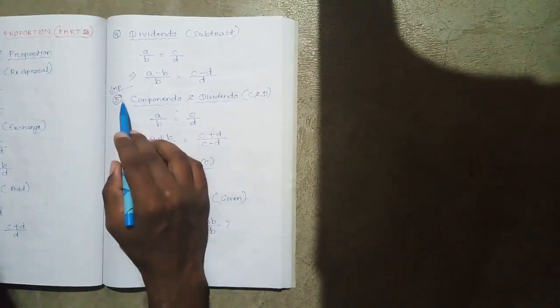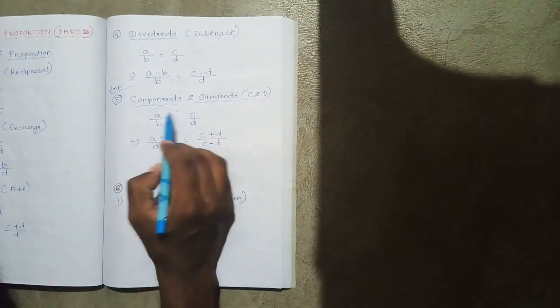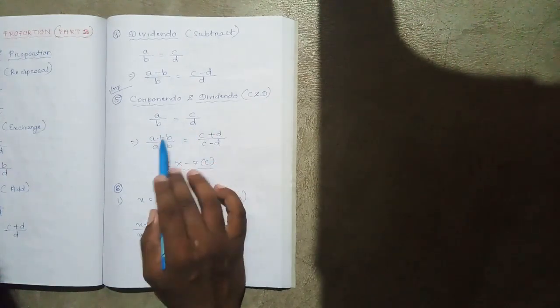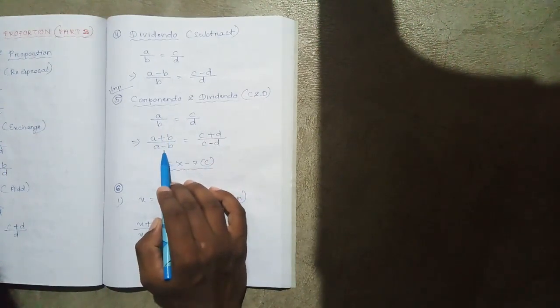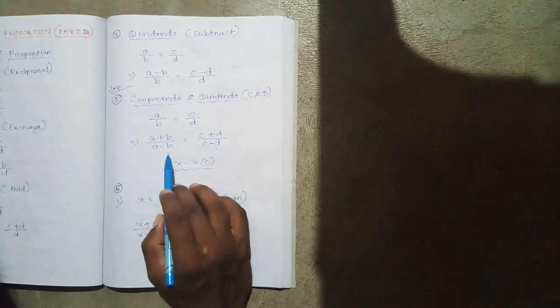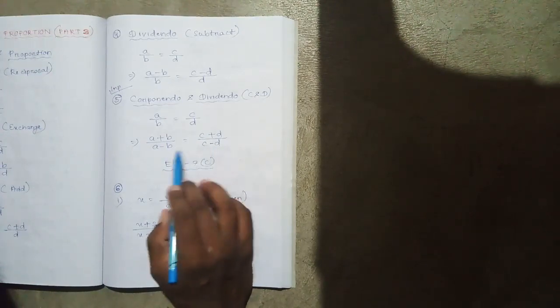Okay, this is very important because you will definitely get a question from this part. If a by b is equal to c by d, then we can have a plus b by a minus b is equal to c plus d by c minus d. In the numerator you have to add, in the denominator you have to subtract. Okay, do not forget this.